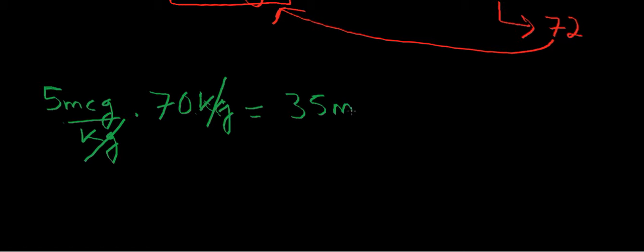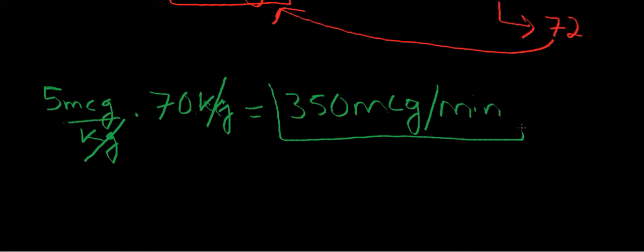350 micrograms. And here is where I'll bring back the minutes, because the minutes is still per, which means it's on the bottom. So 350 micrograms per minute. Obviously this is a rate because you have an amount over a time value. Whenever you have some amount x over some time t, that gives you a rate.